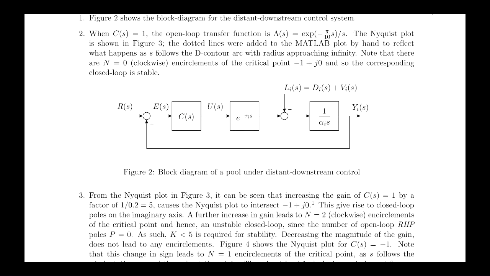So there's motivation for increasing the gain k, but because of the delay, we have to be careful. We can't increase it too much, because if we increase it too much, we end up with an unstable closed loop. Okay?